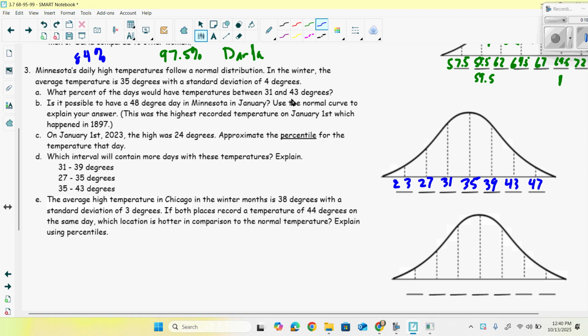What percent of the days would have a temperature between 31 and 43? 31 to 43, that's going to be the 34 and 34, or 68, plus another 13.5. So that's 68, 78, 81.5. So 81.5% of the days are going to be accumulated between 31 and 43. Is it possible to have a 48-degree day in Minnesota? It is possible, but it's very unlikely. It's in the 0.5%. So yes, but unlikely.